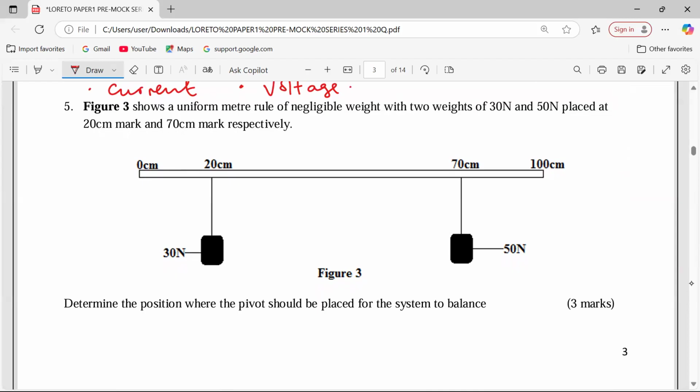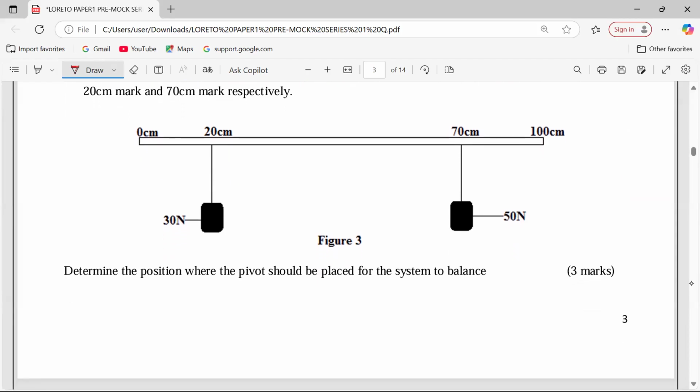All right. Now in number 5, still in section 1. Figure 3 shows a uniform meter rule of negligible weight with 2 weights. The 2 weights are 30 newtons and 50 newtons, placed at the 20 centimeter mark and 70 centimeter mark, respectively. Determine the position where the pivot should be placed for the system to balance.